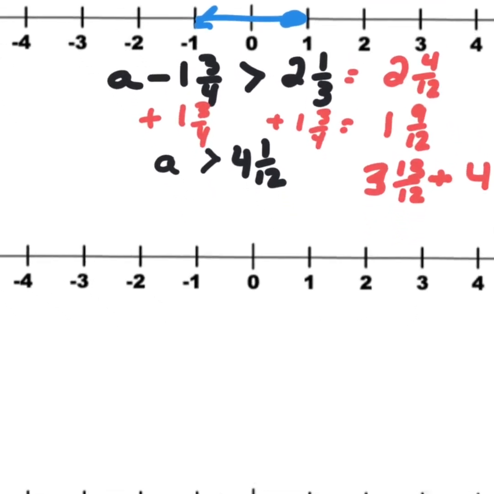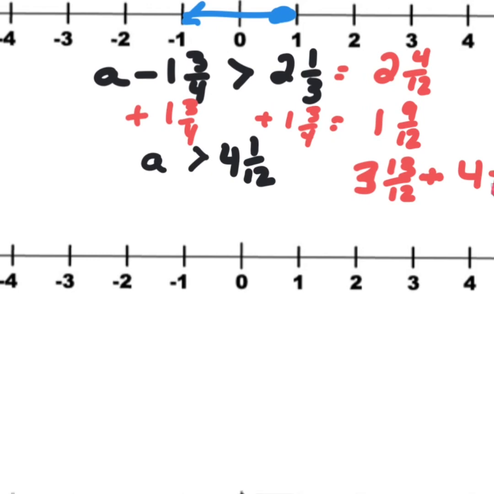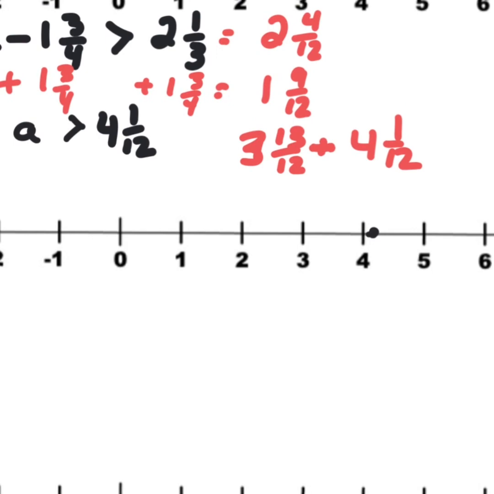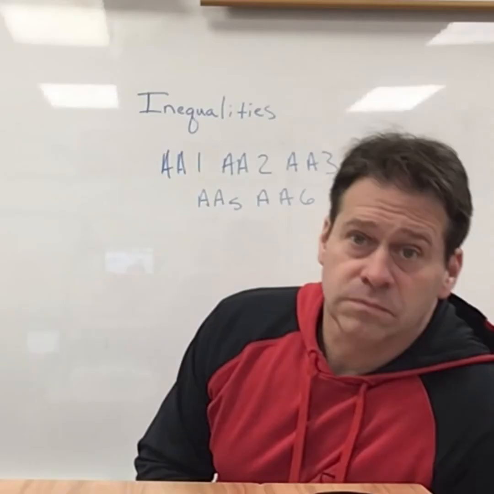And then a is greater than 4 and 1/12. I'll just find 4 and 1/12. So it's after 4, 1/12, barely after 4. It's greater than that, but not greater than or equal to, so I have to have an open circle around it. 5 is greater than 4 and 1/12, so I have just the arrow going that way.